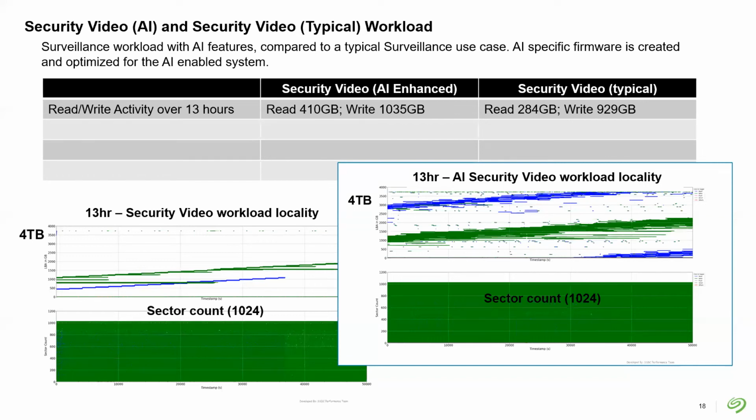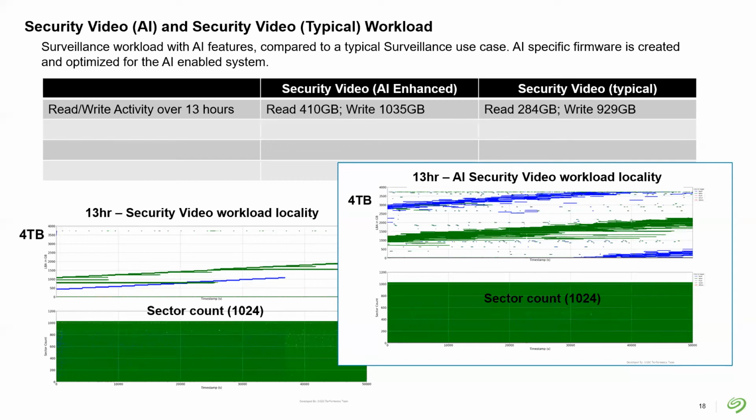Those are basically logging functions or timing marks that are being put in the data so that specific scenes are flagged as not needing to be overwritten, or not being allowed to be overwritten. And they're basically interaction functions with the AI itself. So as you can see, even though the sector count is the same, even though the locality is very similar, the total amount of data and the pattern of access of that data is different.